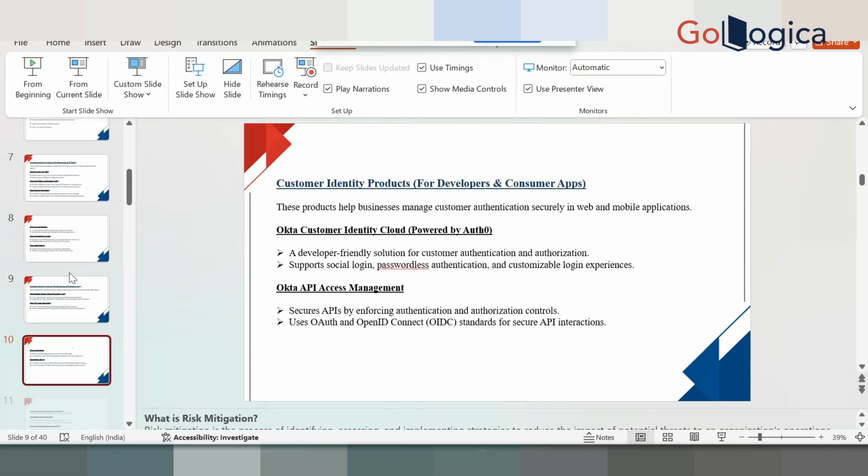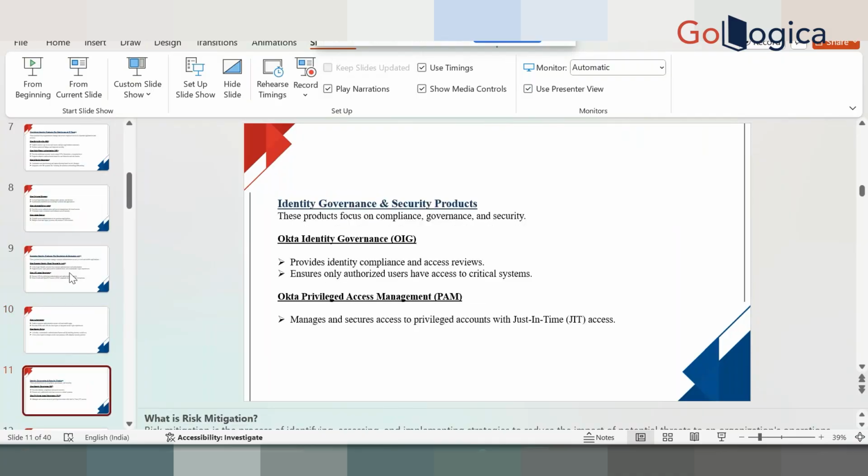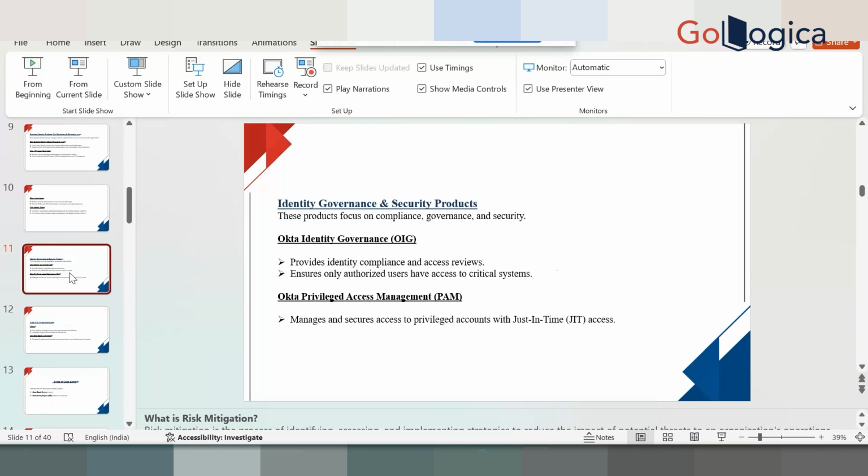I'll give you this document so you can get a heads-up about all those products. The threat intelligence side is basically the Okta AI part, with risk-based authentication, the fourth product. The third product of Okta is majorly for the identity governance area, where it provides identity compliance, access review, and PAM solution activities. So these are the four products.